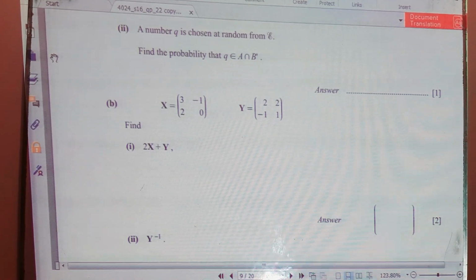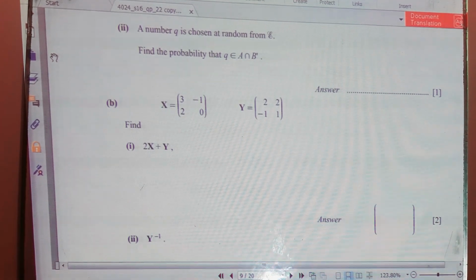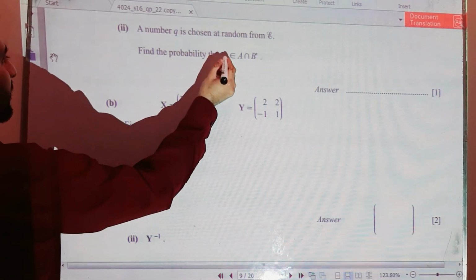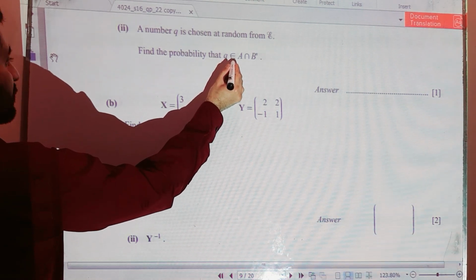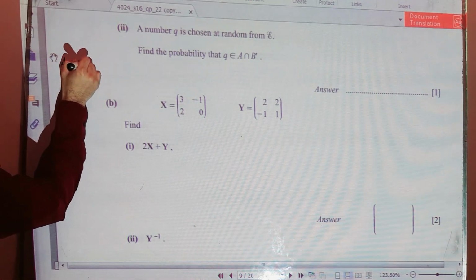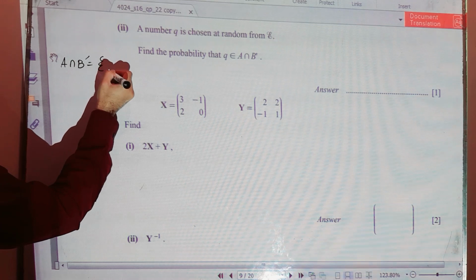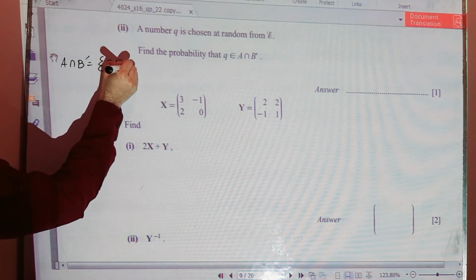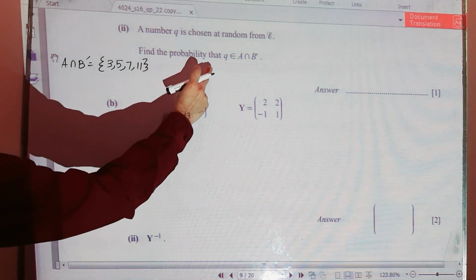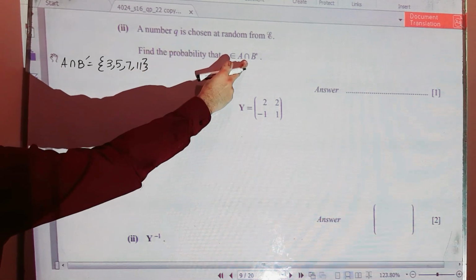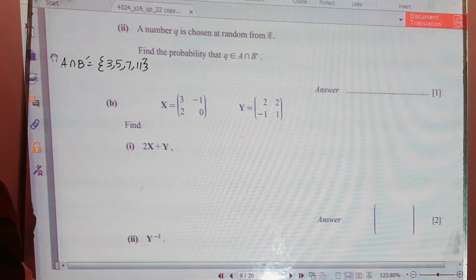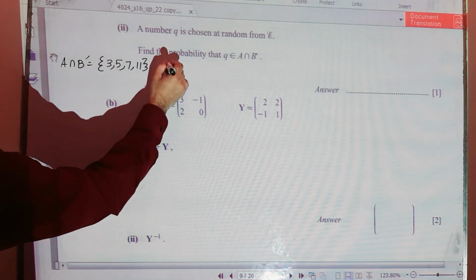In part 2 of this question, they have said that a number Q is chosen at random from universal set E. Now find the probability that Q belongs to, this symbol is for belongs to, A intersection B complement. First of all, A intersection B complement has the elements 3, 5, 7 and 11. Now you need to find the probability of Q belonging to A intersection B complement when chosen from the universal set.